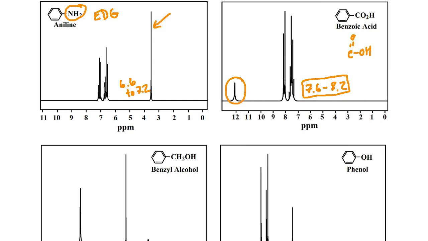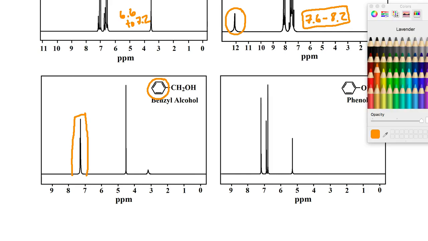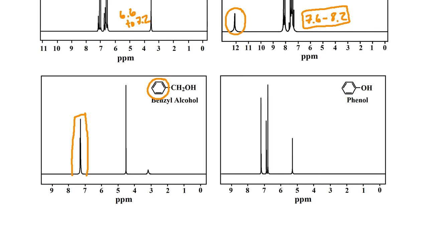Okay. Now, if we come down here, here are two more examples. We have benzyl alcohol and we have phenol. So with benzyl alcohol, you've got a couple things here. The first is this peak right here, right above 7 ppm, which would be the aromatic. And then if we continue to look right here, what is this big peak in the middle? This would be the CH2 group, right here, that is attached to the alcohol, and that would give the prominent peak here.